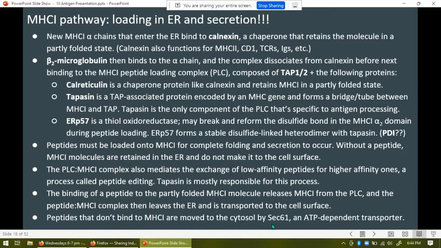Last note, any peptides that don't bind to MHC1 would accumulate if they were allowed to. So they have to be moved back to the cytosol by a protein called SEC61, which is an ATP-dependent transporter. Okay, a little bit different than TAP because this one's moving peptides into the cytosol, out of the ER. And then they're going to be just shredded to pieces in the cytosol.